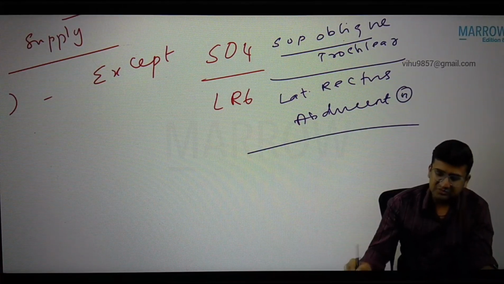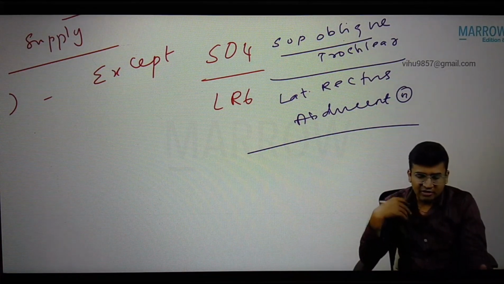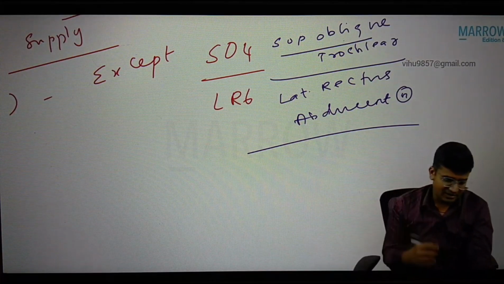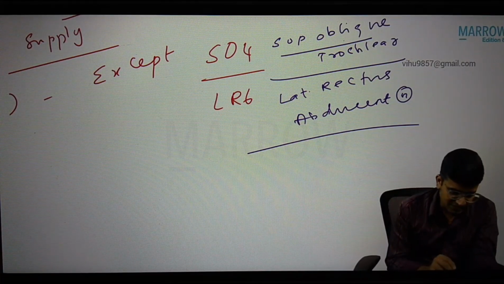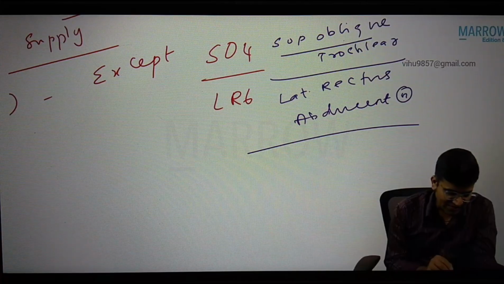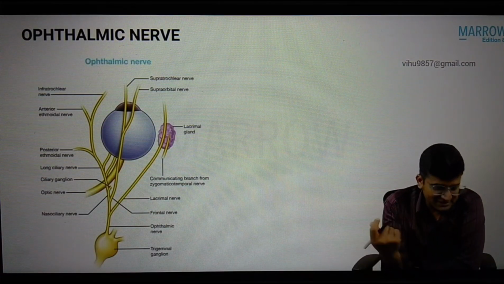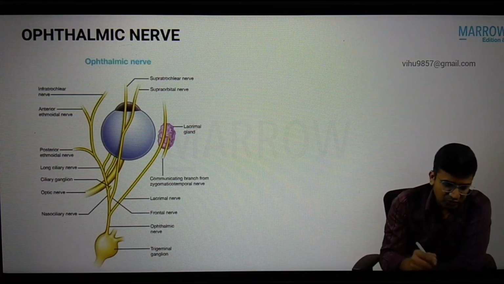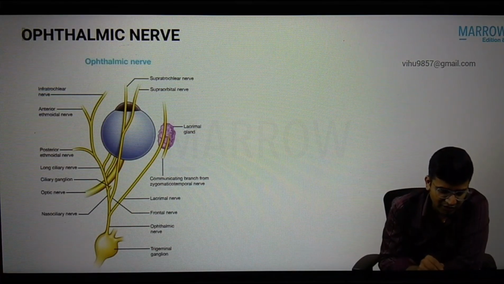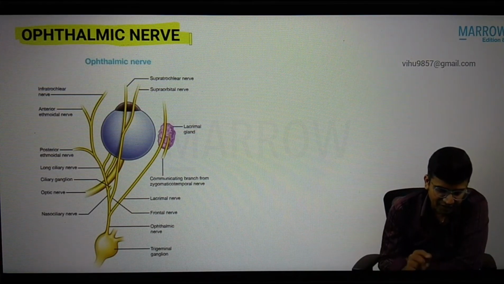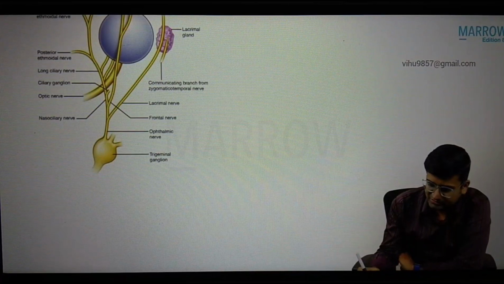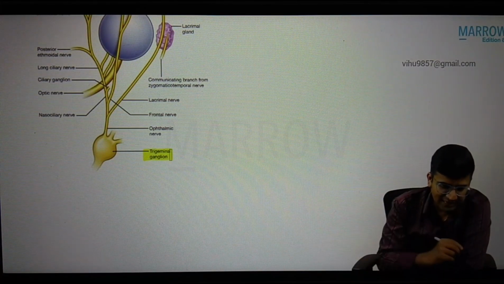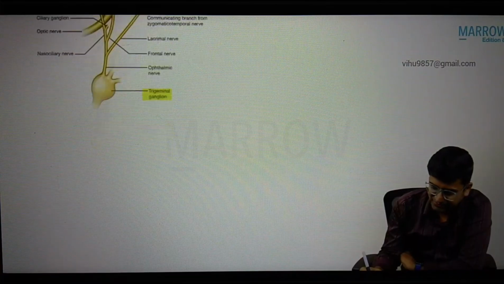Abducent nerve. So apart from this, all the remaining muscles are supplied by the oculomotor nerve, the third nerve. That's all about the extraocular muscles and their actions. Now we're going to discuss the ophthalmic nerve. It is a branch of the trigeminal nerve, and the ophthalmic nerve is a sensory nerve.